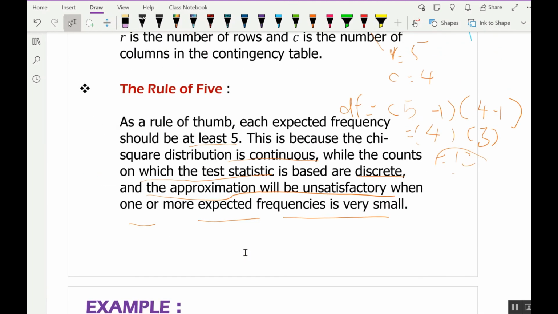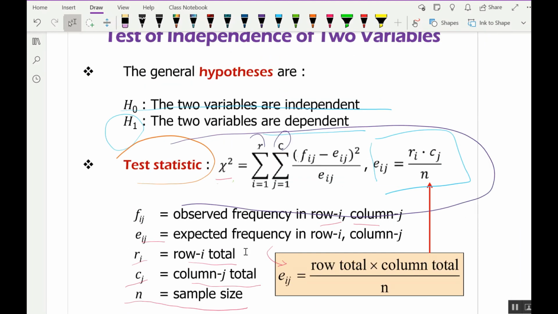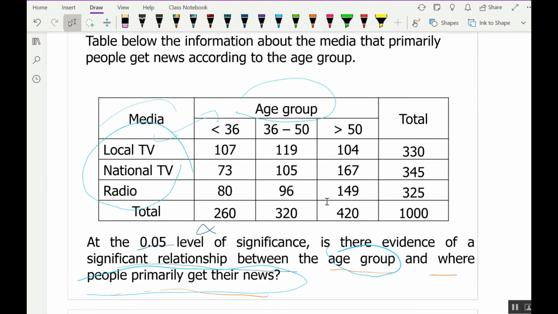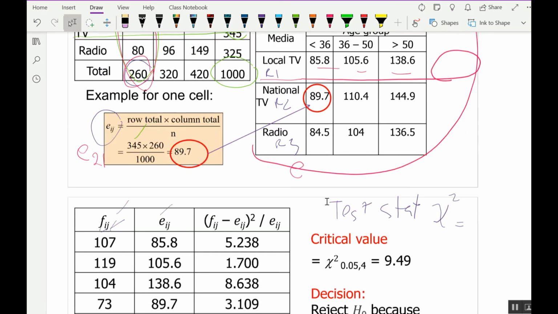Okay, so Eij here. If you're taking row 1 column 1, of course here will become F11, here also will become E11, and we square. So like just now, it is 107, right? Minus 85.8. So you need to square and divide it by Eij. What is Eij? Expected value. Okay, so now we go into that slide to see how the calculation looks like.